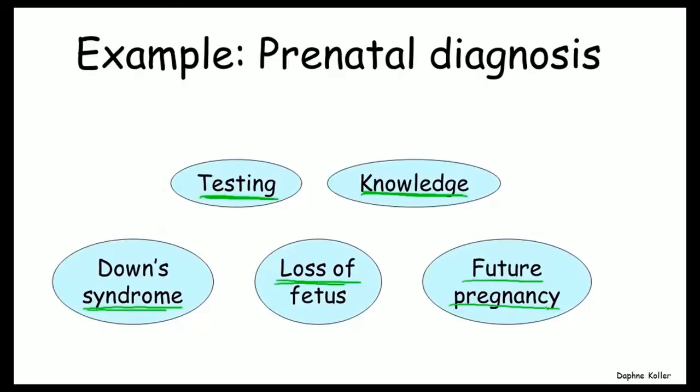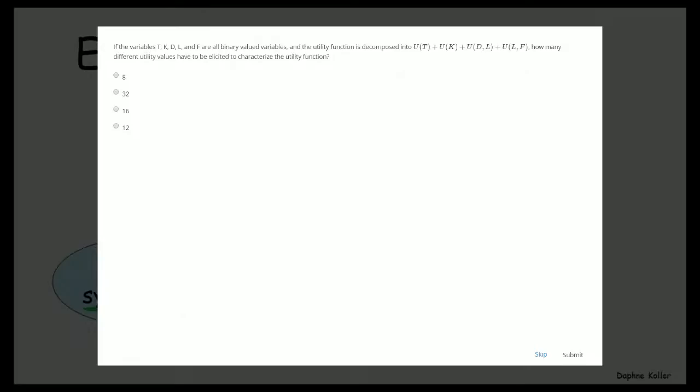So if we think about the space here, the utility function depends in a complicated way on these 5 variables, and this is a fairly high dimensional space over which to elicit utilities.